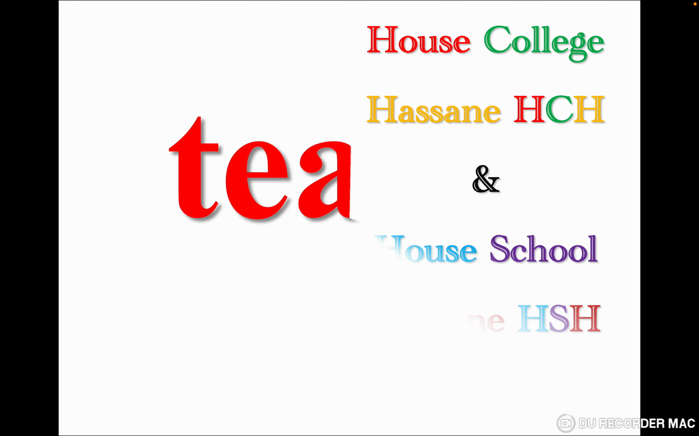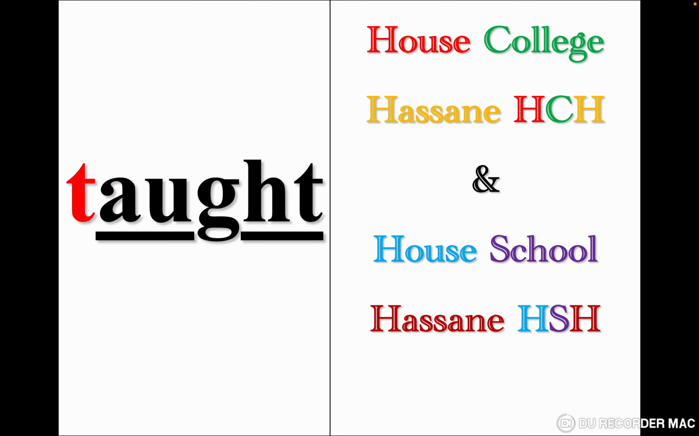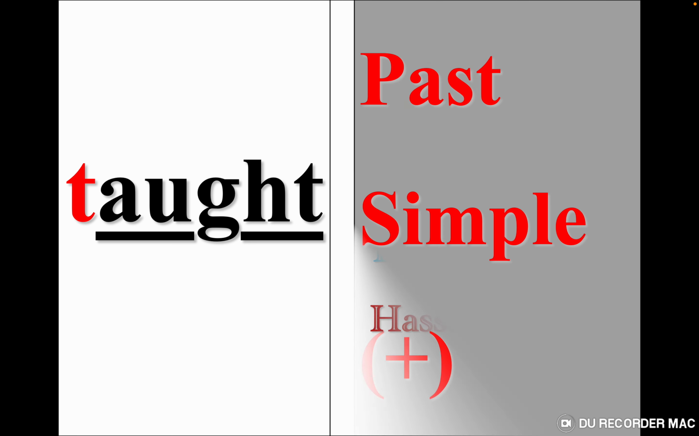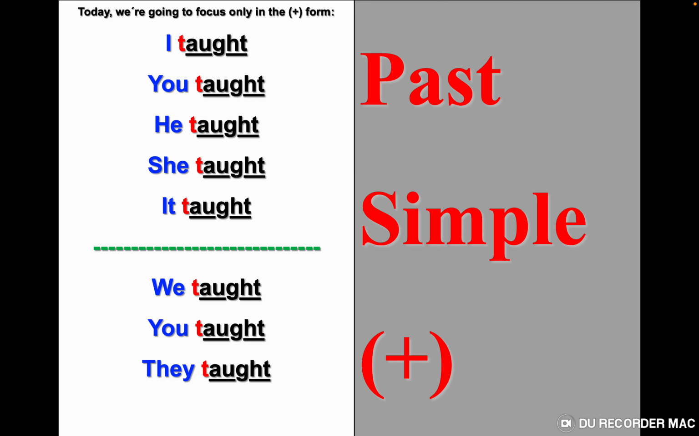Let's continue. Teach. This verb, we are going to change EACH. We are going to keep just T, but we are going to add 5 letters: A, U, G, H, T. And it is pronounced taught. I taught. I teach English. Yesterday, I taught English. I taught, you taught, he taught, she taught, it taught, we taught, you taught, they taught.